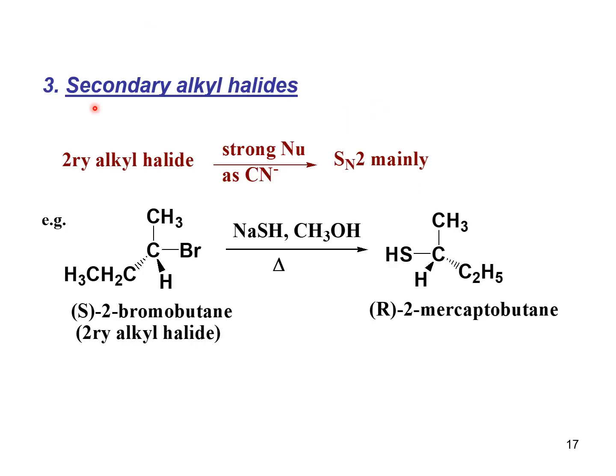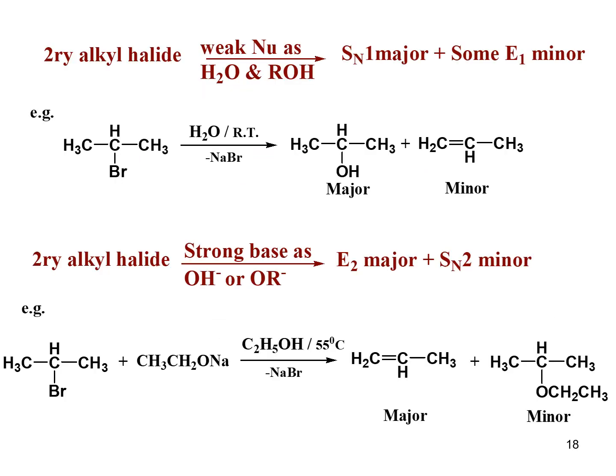Now, if we have a secondary alkyl halide, as we said, it can proceed through the three mechanisms, whether SN1, SN2, or E2. The SN2 will be performed if we are using a strong nucleophile. The SN1 will take place if we are using a weak nucleophile, and the E2 will take place if we are using a strong base.